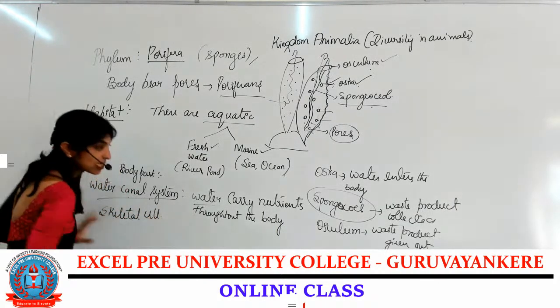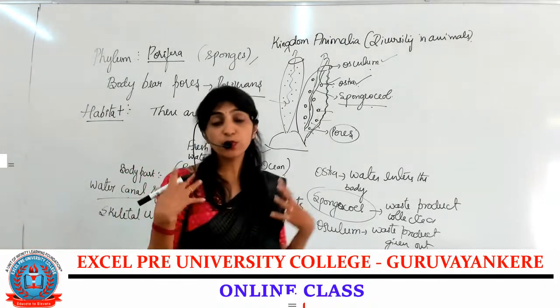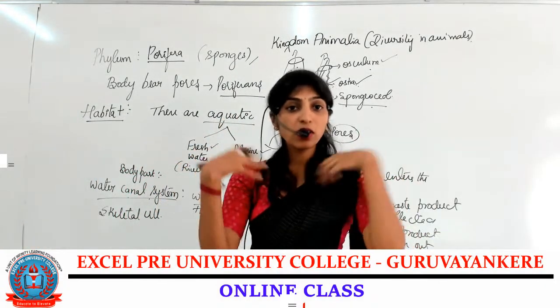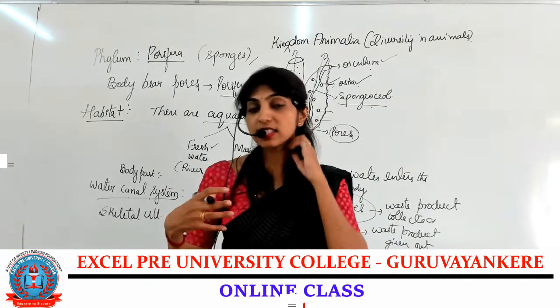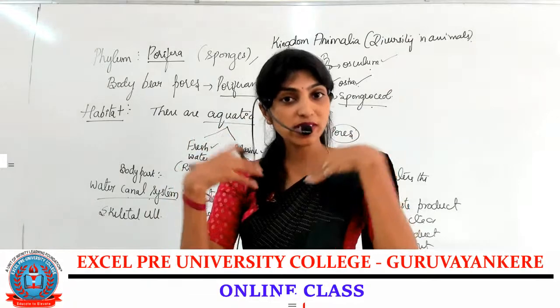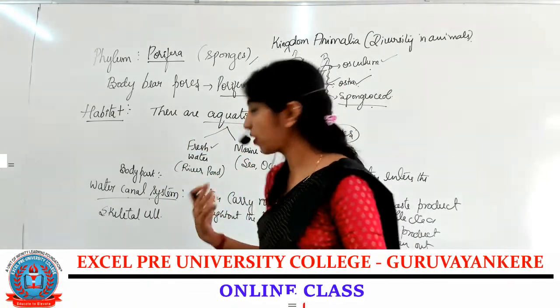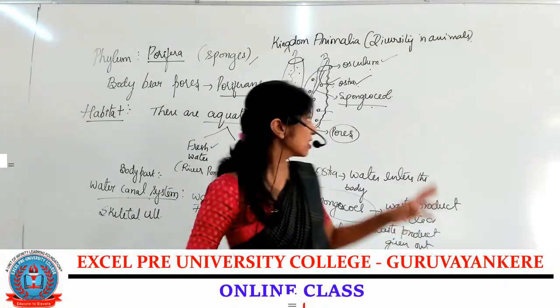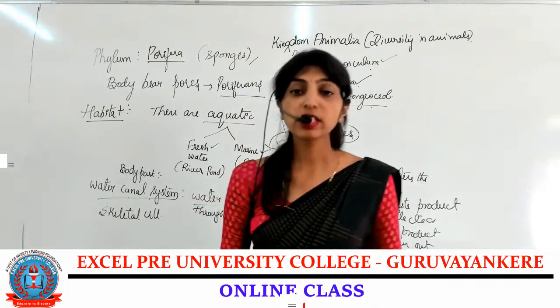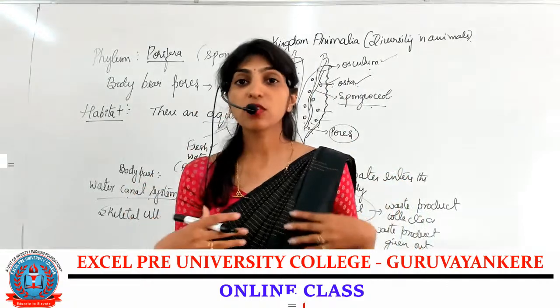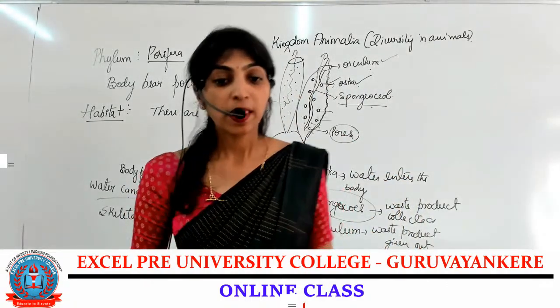Okay, they bear skeletal cells. In our body, do we have our skeleton outside the body or inside the body? We have it inside the body, an internal skeleton. That means the skeletal structure is present inside. But in the case of poriferans, the skeletal cells are present in the lining of the body. Their body has outer skeletal cells.